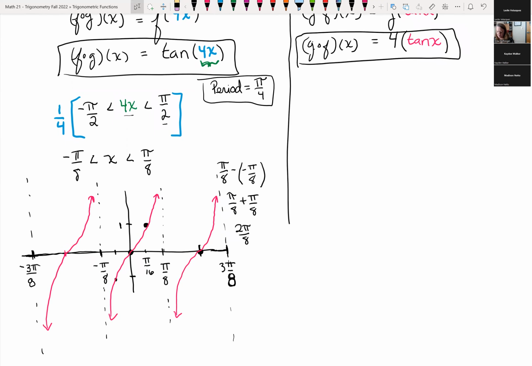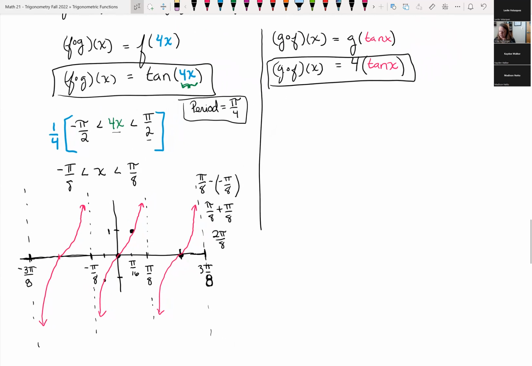So for our domain, we're going to have to exclude negative pi eighths, 3 pi eighths, 5 pi eighths, plus or minus those values. So now let's look at what's happening when we have that 4 in front of the tangent of x. Well, that doesn't affect our asymptotes of tangent of x. What it's affecting is it's stretching it.